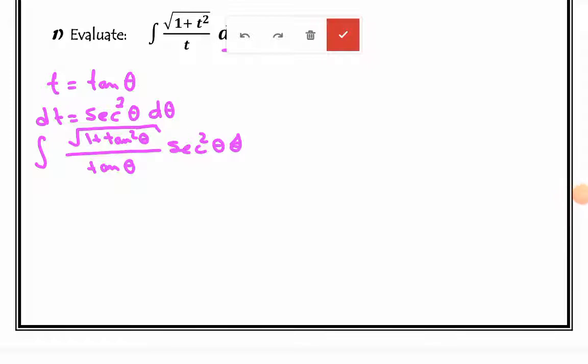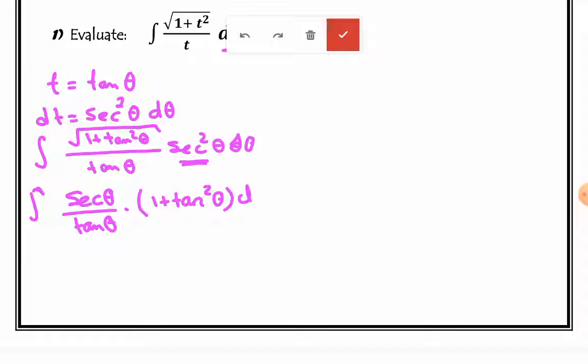Okay, d theta here, and then the integral of 1 plus tan squared, which is secant squared, and root secant squared, which is secant theta, and this all over tan theta, times secant squared. I will write, instead of secant squared, 1 plus tan squared theta d theta.